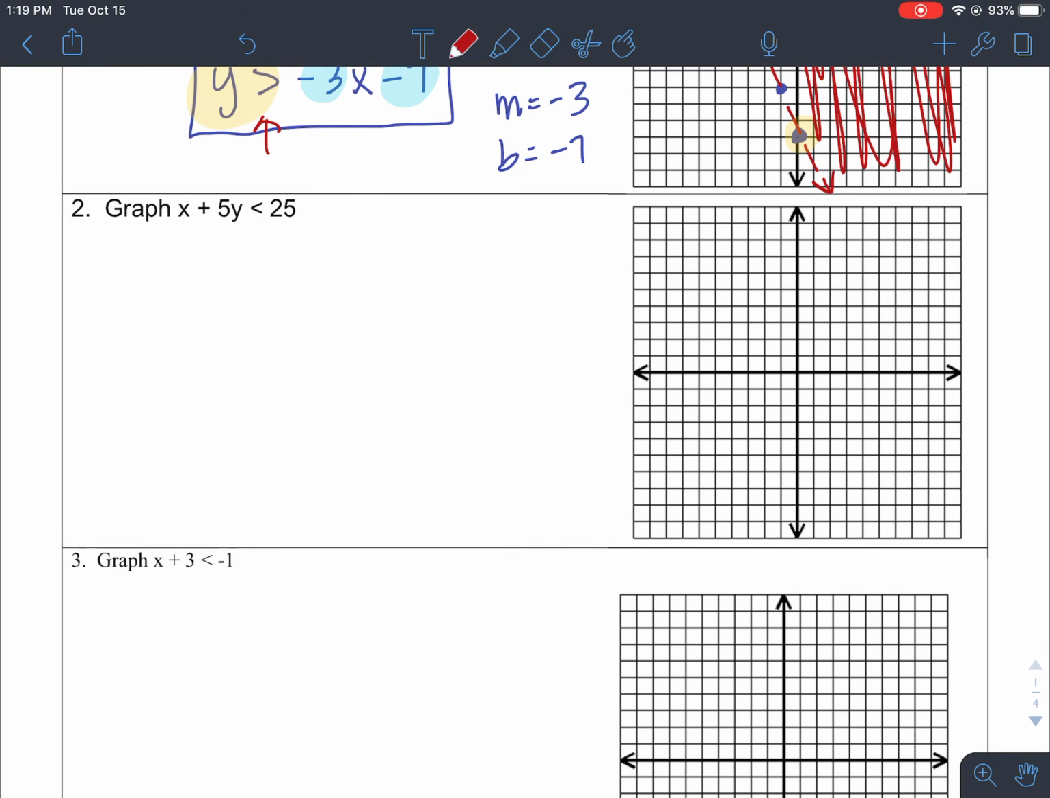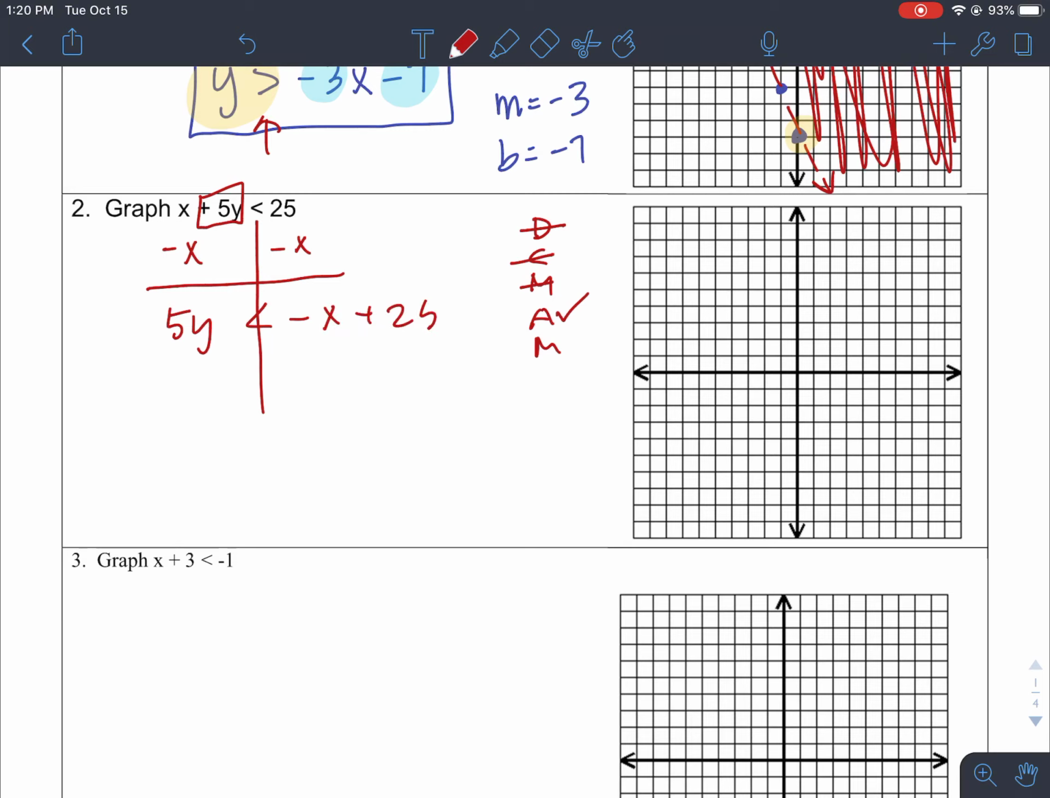Number 2, same concept, don't call me after midnight. I don't need to distribute, combine like terms, or move variables, but I do need to add or subtract. I'm trying to isolate that 5y first, so I'm subtracting x from both sides, and I'm left with 5y is less than negative x plus 25. The last thing I'm doing now is dividing by positive 5, and I get y is less than negative 1/5 x plus 5.